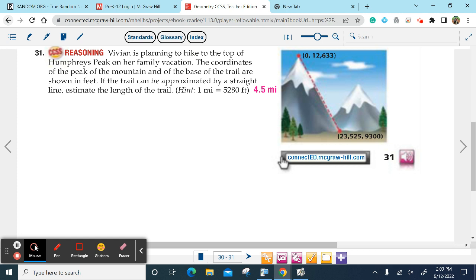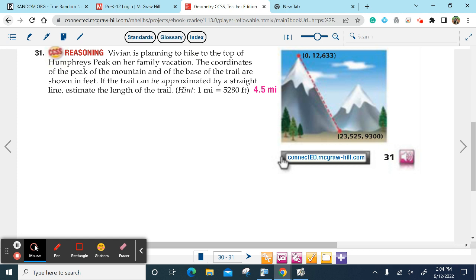Number 31. Take a look up here, please, so there's zero confusion. You're going to find how long it is from the base to the top of the mountain. Don't get confused. Look at the top of the mountain. What's the x coordinate? 0. And the y coordinate is 12,633. Everyone comes back the next day asking how you can have 3 coordinates, x, y, z. No, stop being embarrassing. The y coordinate is 12,633. Down at the base, what's the x coordinate? 23,525. And what's the y? We all good?